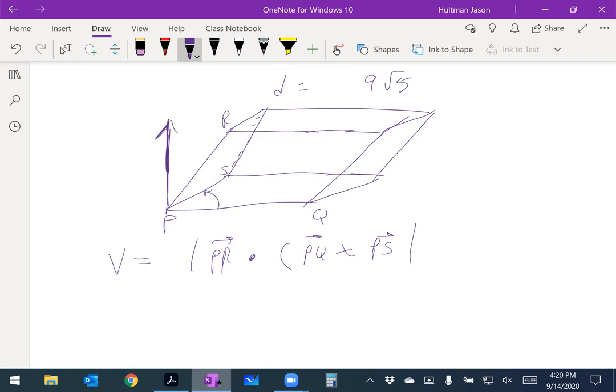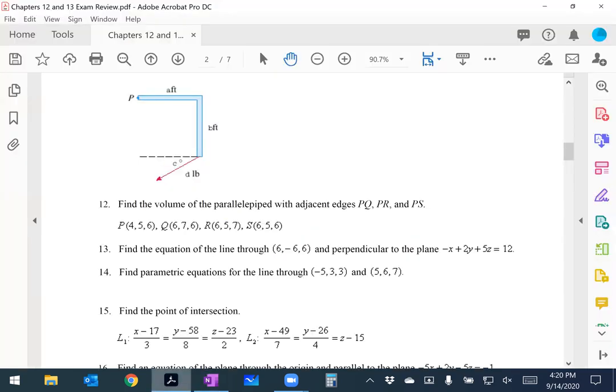Okay, so what's PR? Well, if we look at these values, all we're going to do is subtract to get these values, right? So what's PQ? I would just subtract the P components from the Q components. So this would be 6 minus 4, 7 minus 5, and 6 minus 6. So that would be 2, 2, 0, right? So PQ would be 220 there. That would be our vector.